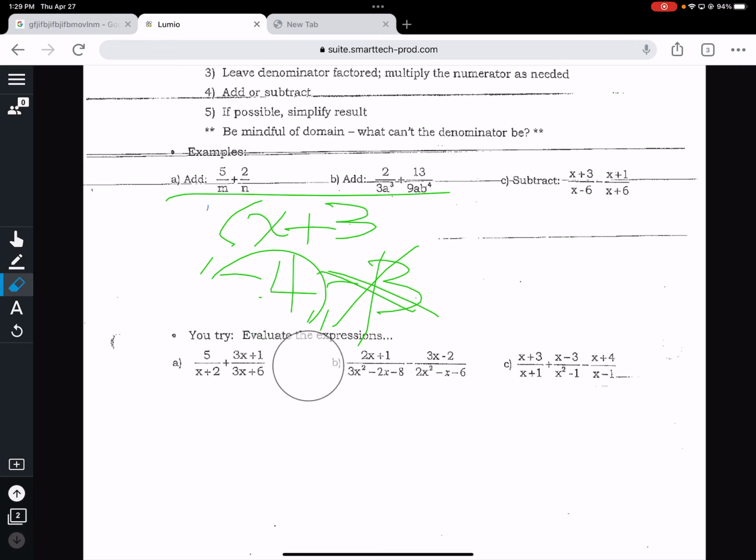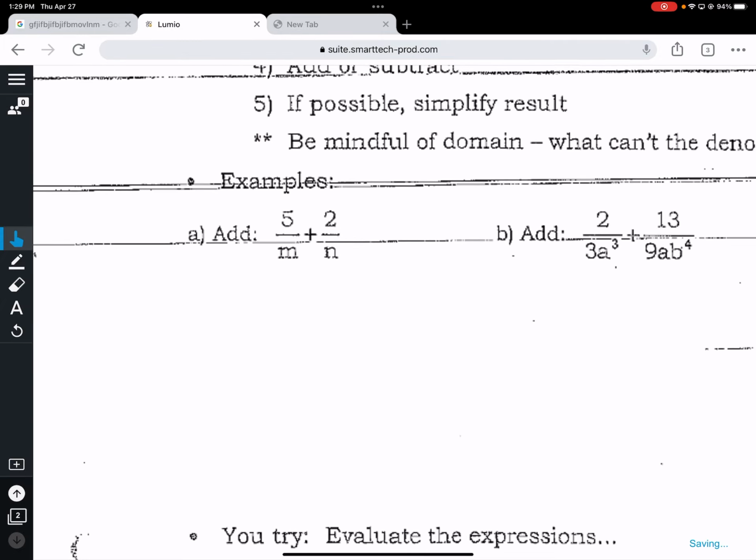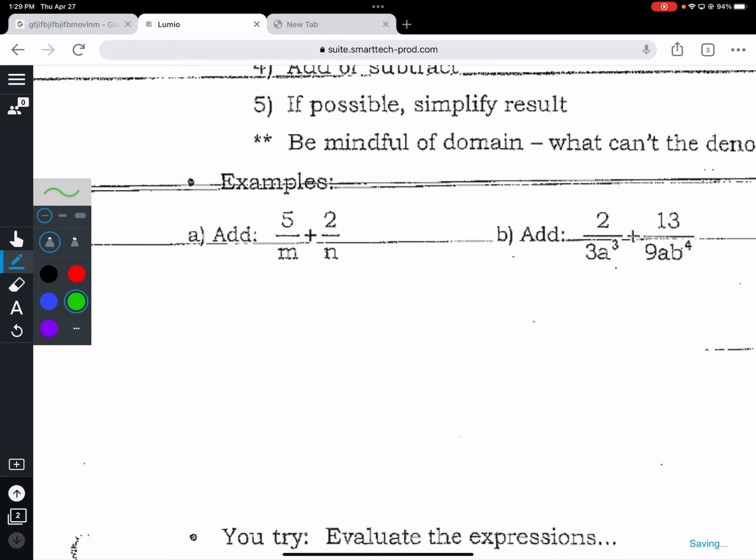Is that for excluded values on the one we just did? There are excluded values anytime there's a fraction. All right. Let's look at the first one. 5 over m plus 2 over n. What's the common denominator? mn.